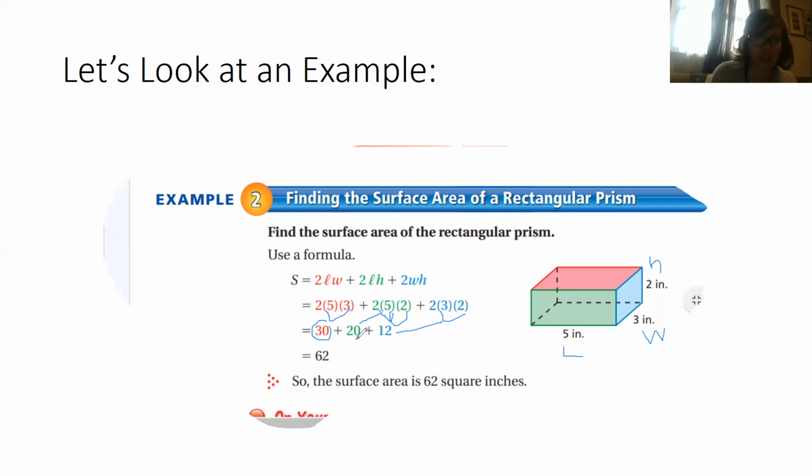And then you're just going to add 30 plus 20, which gives me 50, and then 50 plus 12, which gives me 62. So all of this gives me 62. Because we're talking about area, it's measured in square inches. We learned that from our previous lesson. So the surface area is 62 square inches, which you could write out as in squared.